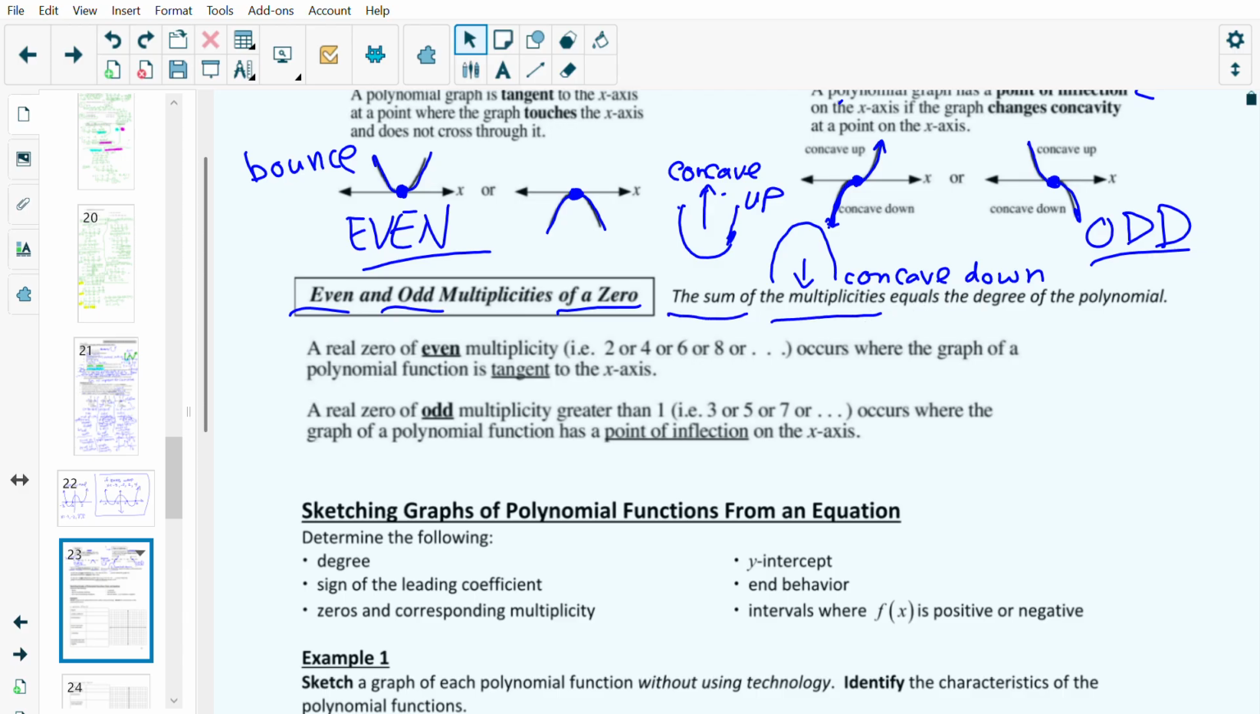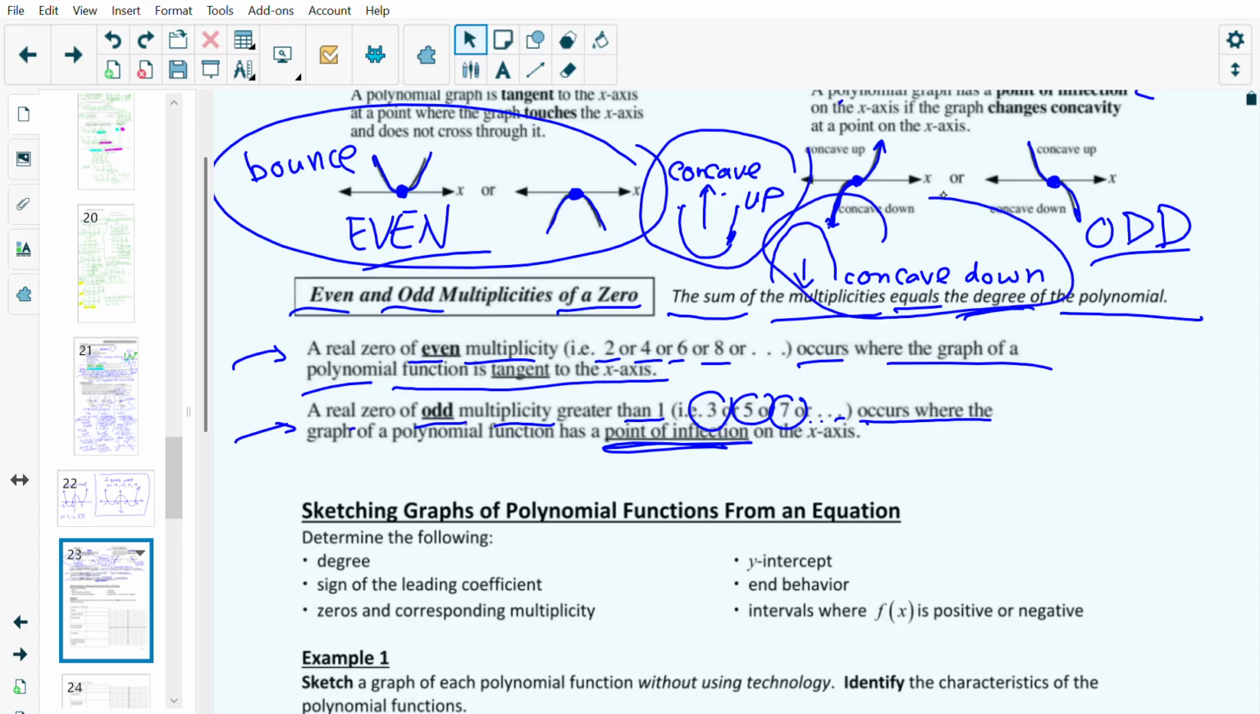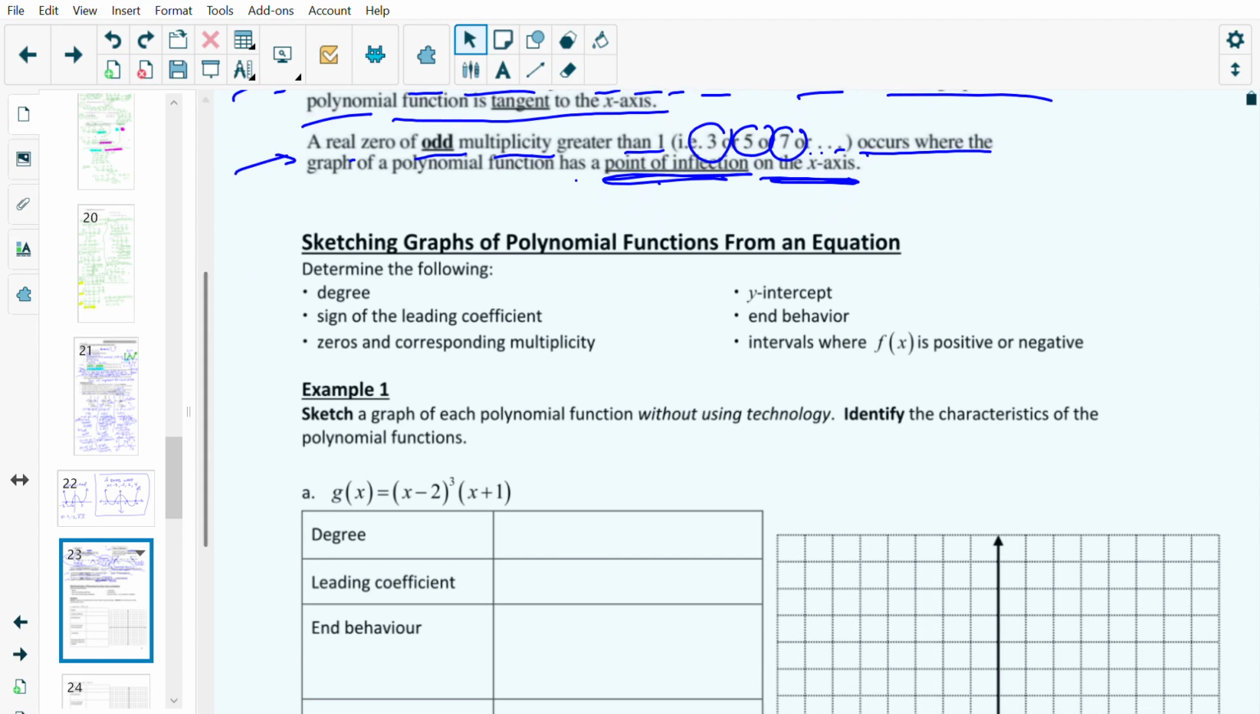So this is for a polynomial. The sum of the multiplicities, if you add up all the multiplicities of all the factors of a polynomial, equals the degree of the polynomial. Okay? A real zero of even multiplicity, so 2 or 4 or 6 or 8, occurs where the graph of a polynomial function is tangent to the x-axis. Tangent, that bounce. A real zero of odd multiplicity greater than 1, so 3, 5, or 7, occurs where the graph of a polynomial function has a point of inflection, so think, is a cup up or is the cup down, has a point of inflection on the x-axis.